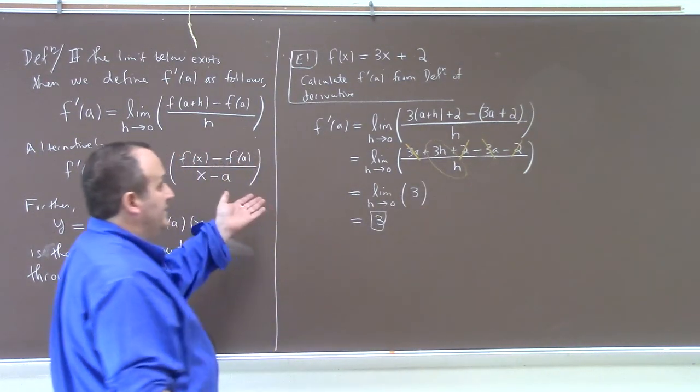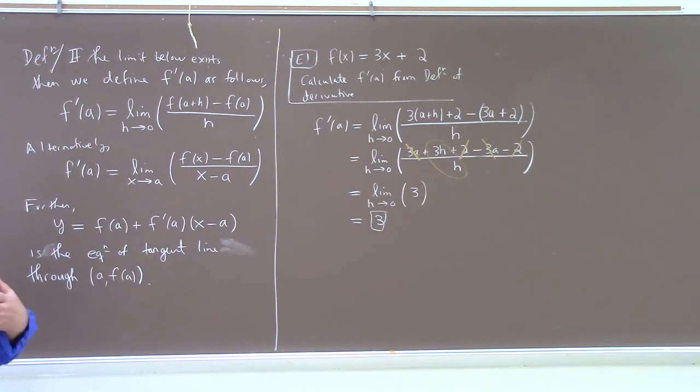So this function is differentiable everywhere. This makes sense for any a. And no matter what a we're at, the slope of the function is 3. This is not surprising, right? Because what are we looking at here? We're looking at a line with slope 3. So of course it has rate of change 3 everywhere, right? This answer is not surprising.